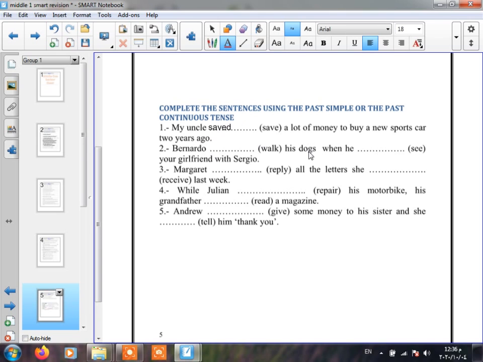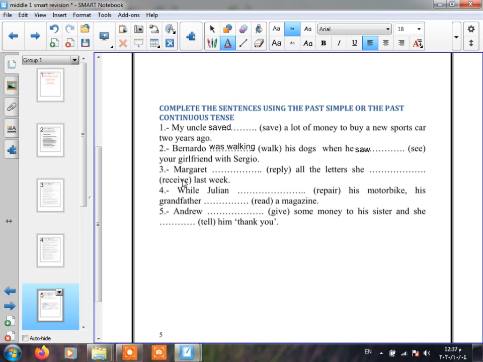So here, in this sentence, I have two actions, okay? One action was happening in the past, at a specific time, when another action interrupted it. So, Bernardo was walking his dog, when he saw your girlfriend with Sergio. I have a long action, which was walking the dogs, and I have a short action, so, okay, because the verb see doesn't take the ing form.